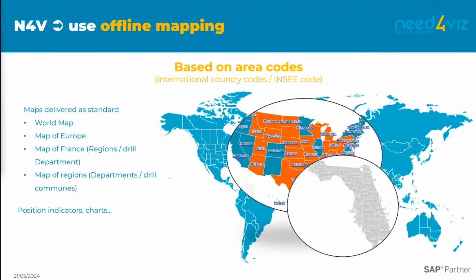And also, you get the ability to use offline mapping and place your data points based upon area codes from both a worldwide view, a continental view, a country view, a state or a regional view, or even just a city view. Endless possibilities we can help you with.